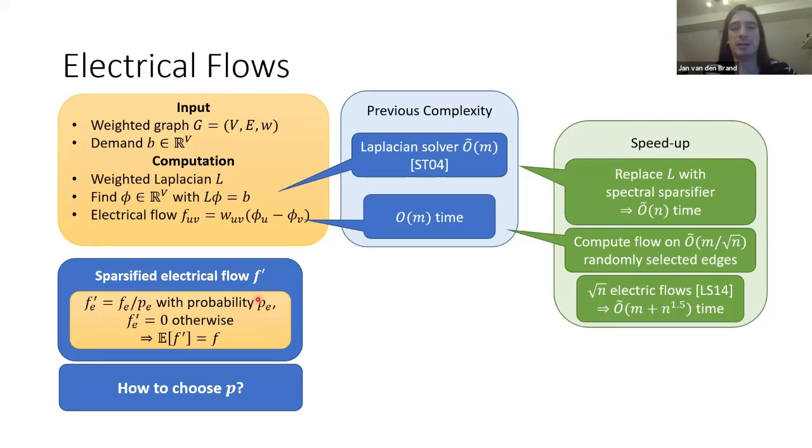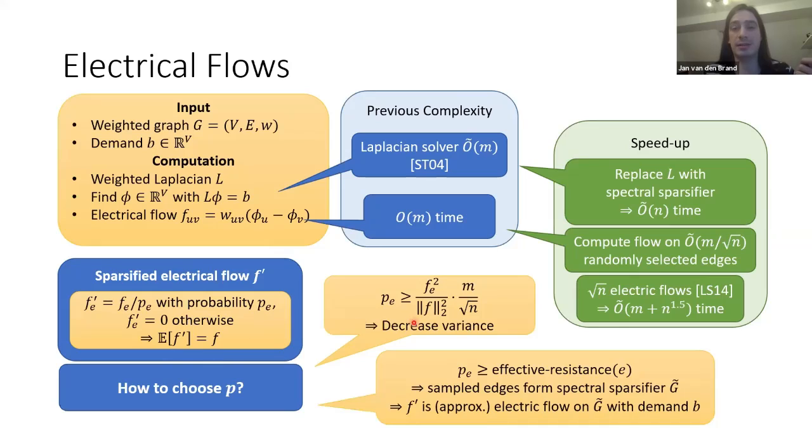Every edge is sampled by some probability p_e, and we just scale every included edge by the inverse to make sure that in expectation, it's as if we wouldn't have sampled at all, but it's still the flow before this sampling in expectation. But just because it's the same flow in expectation doesn't mean that this sparse flow has anything really in common. So we also have to make sure that the variance is small. To decrease the variance, we make sure that our sampling probability is proportional to how large our flow is, because we scale here by the probability.